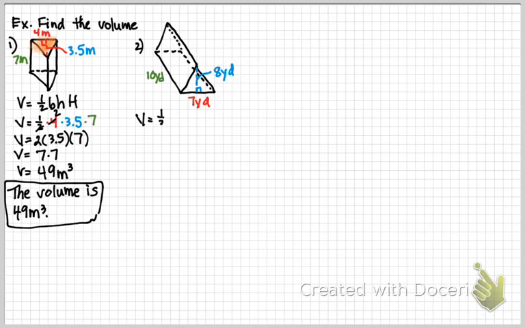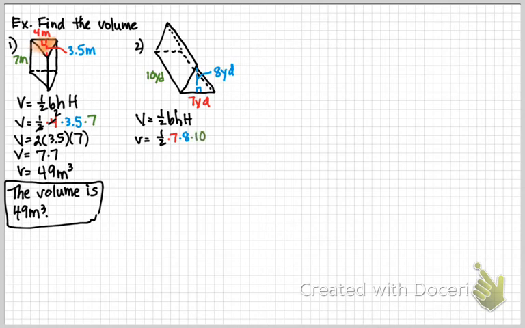Okay, so I start with my formula. V equals 1/2 base of the triangle times height of the triangle times height of the prism. And I just start substituting in. So I'm going to multiply by 7. And then I'm going to multiply by 8. There's the 2 parts of my triangle. And then I'm going to multiply by 10.